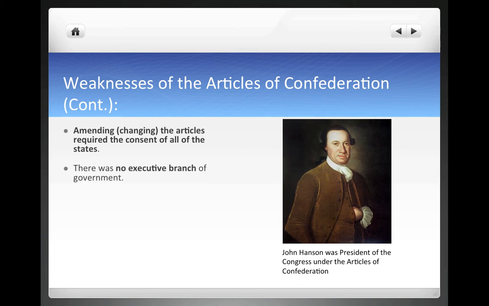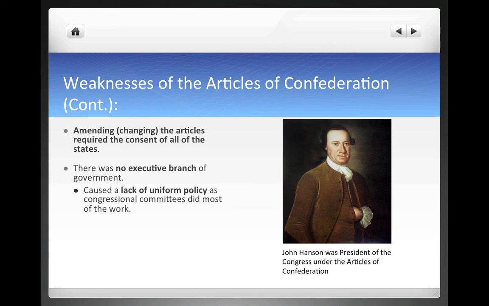There was no executive branch of government. So you can imagine the degree of independence each state had. And this caused a lack of uniform policy, as congressional committees did most of the work.